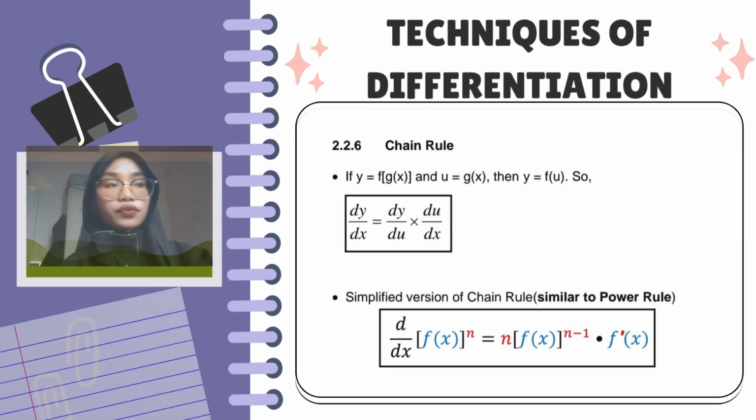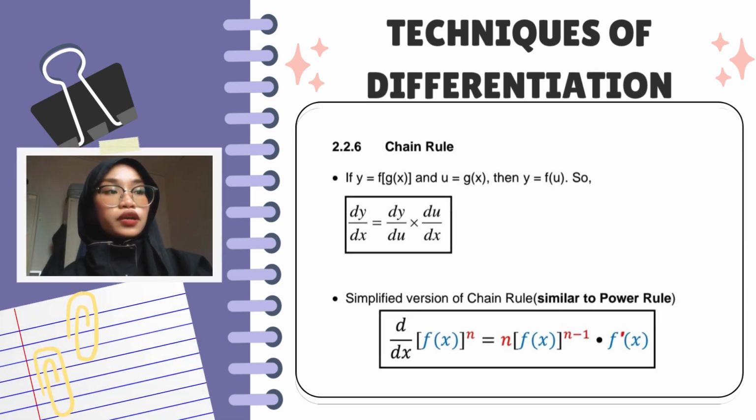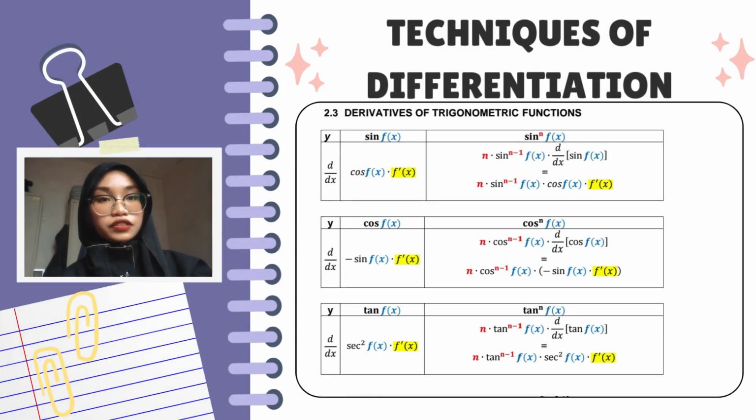The sixth rule is the chain rule. If y equals f(g(x)) and u equals g(x), then y equals f(u). So dy/dx equals dy/du multiplied by du/dx. The simplified version is d/dx of [f(x)]^n equals n [f(x)]^(n-1) multiplied by f'(x). Derivative of trigonometric functions.